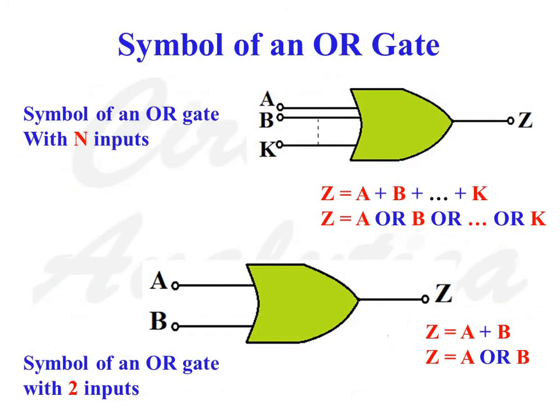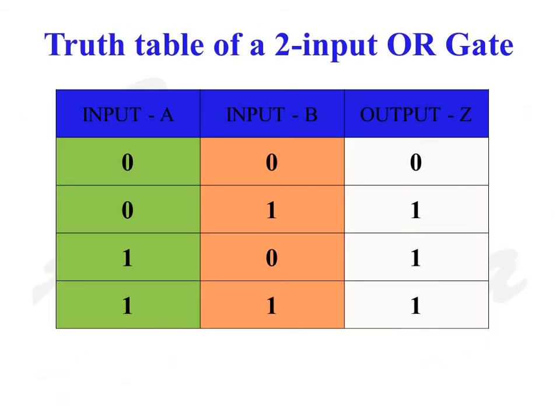This is the symbol of an OR gate. This is the truth table of an OR gate with two inputs. A and B are the two inputs. Z is the output. When both inputs are at logic 0, then output is equal to logic 0. Else, if any one of the two inputs is equal to 1, then output is equal to 1.